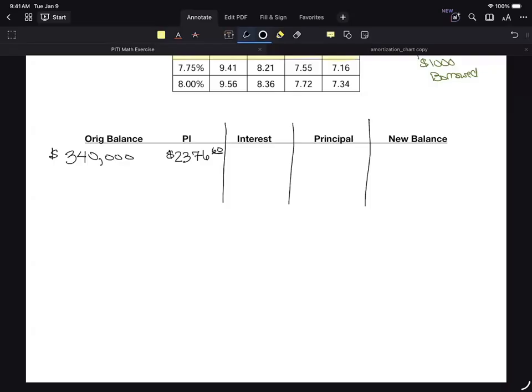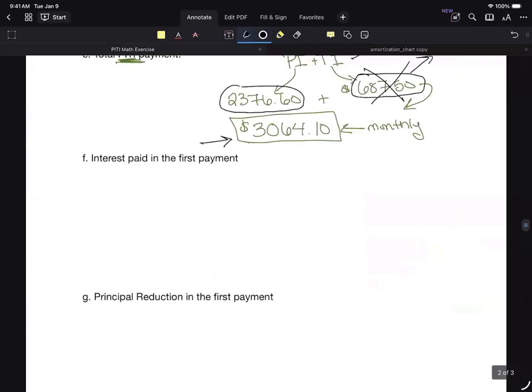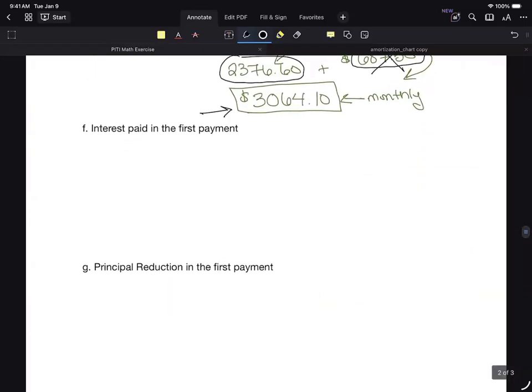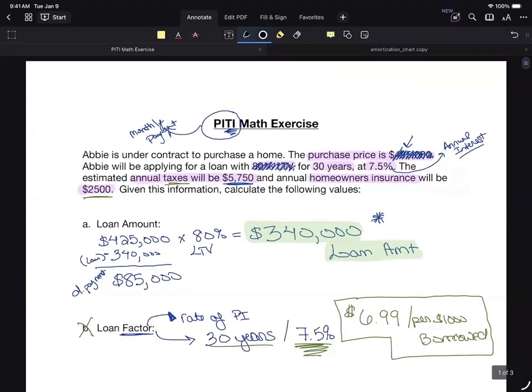No. Okay, and that's okay. That's why we're here. So, the interest paid in the first payment. We know the loan amount was $340,000 and it was at an annual rate of 7.5%, correct? Correct. I'm making sure, because I'll mess up a number in a heartbeat.